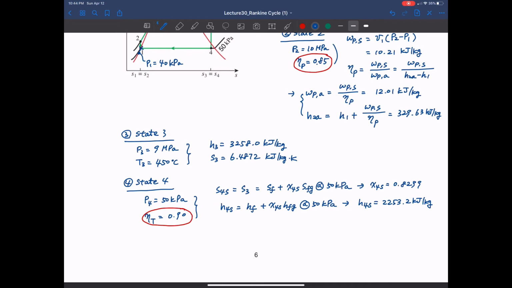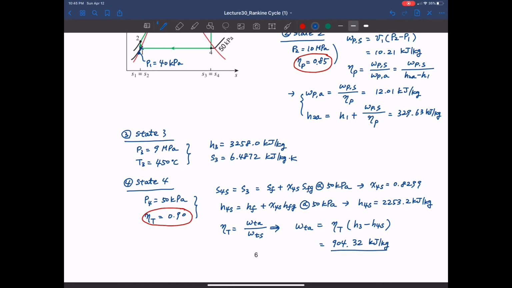So then we are ready to use the turbine efficiency, because turbine efficiency is defined as actual turbine work divided by reversible isentropic turbine work. So actual turbine work can be calculated as eta_T times WTS, and WTS can be calculated by h3 minus h4S. And so that gives us 904.32 kilojoule per kilogram. Okay.